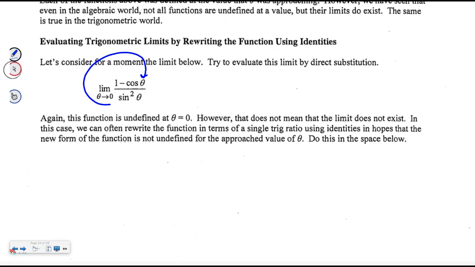100% sure, what's cosine of 0? The 1. This is 1 minus 1, which is 0. And sine squared there is 0. Now I'm stuck. I can't factor, right? I can't cancel the way it's written.